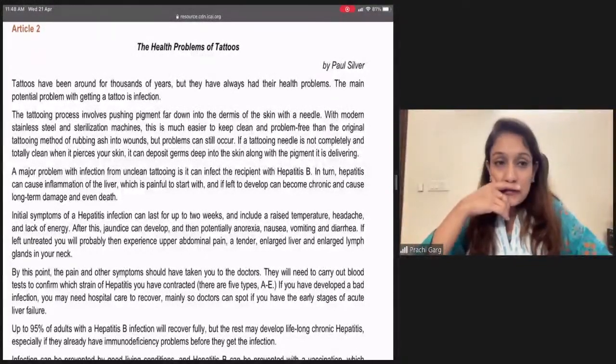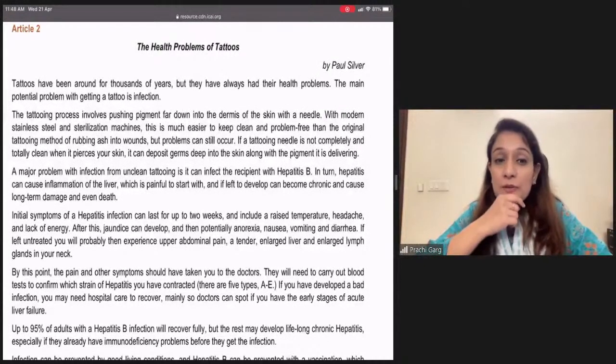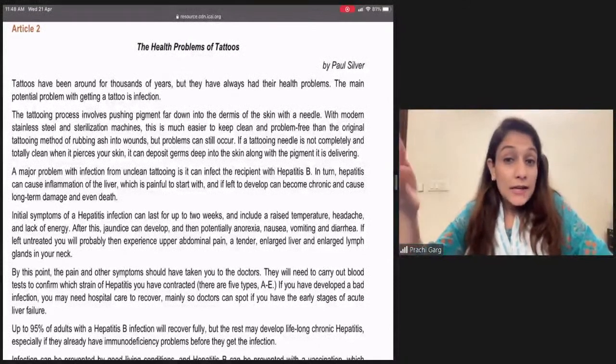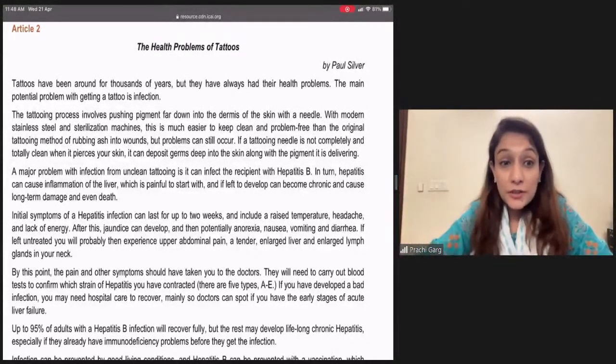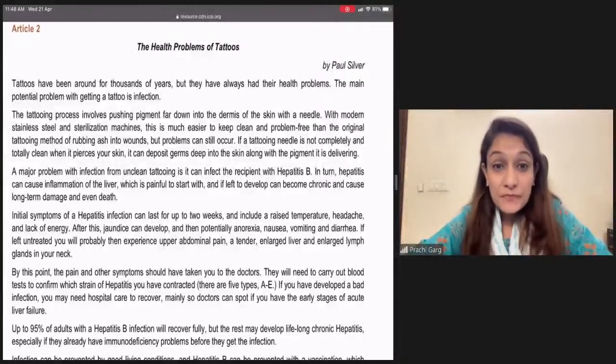Now come to the third paragraph. A major problem with infection from unclean tattooing is that it can affect the recipient with hepatitis B. In turn, hepatitis can cause inflammation of the liver, which is painful to start with, and if left to develop, can become chronic and cause long-term damage and even death.